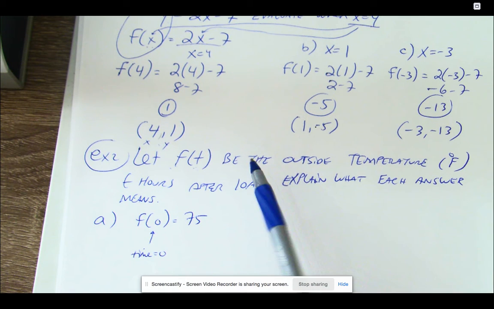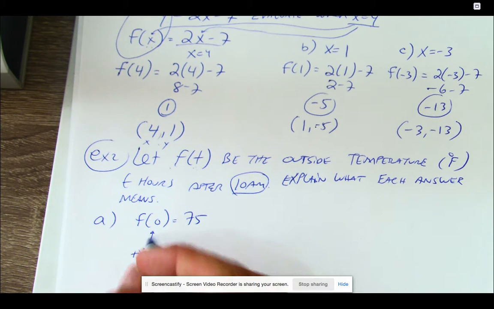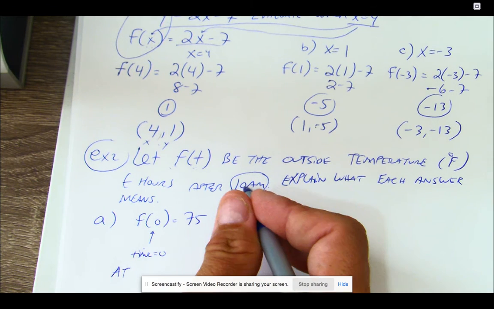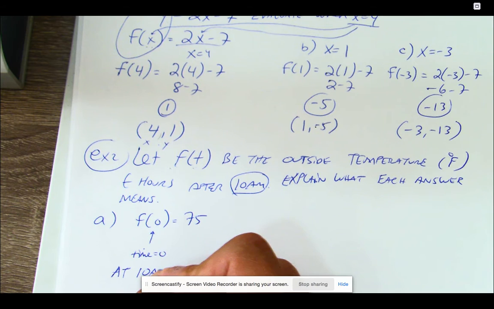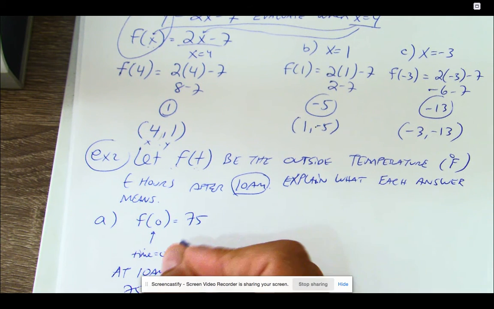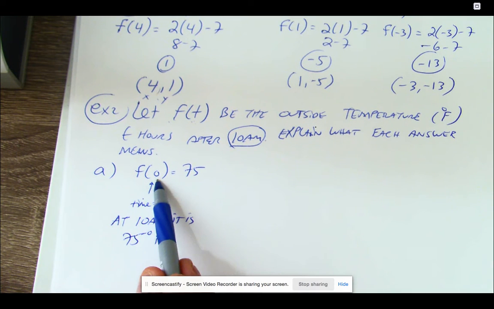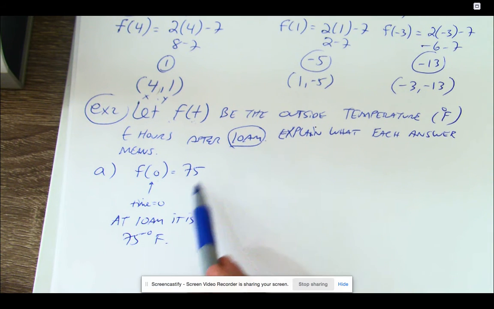So now remember that our starting time is at 10 a.m. So this is telling us at time 0, which is our starting time, at 10 a.m., it is 75 degrees Fahrenheit. That's what this statement means. Okay, whatever this number is, it is the amount of hours after 10. Since it said 0, it means it's the time at 10.